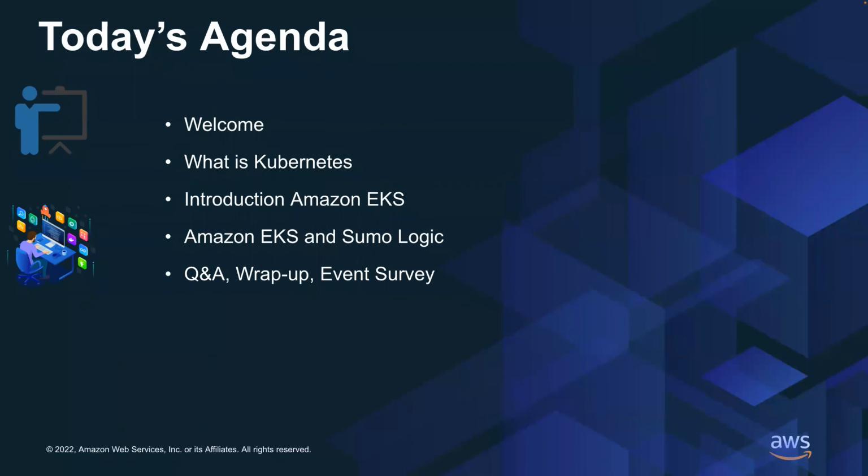All right, so as a part of today's agenda, we'll go through what is Kubernetes, doing some sort of introduction on Amazon EKS. I'll give you sort of a high-level overview of what that is. We'll talk a little bit about the EKS and Sumo Logic integration, and then I'll hand it over to Josh for the walkthrough of what Sumo Logic does in terms of supporting EKS. And then, of course, we'll have QA and wrap up before we do an event survey.